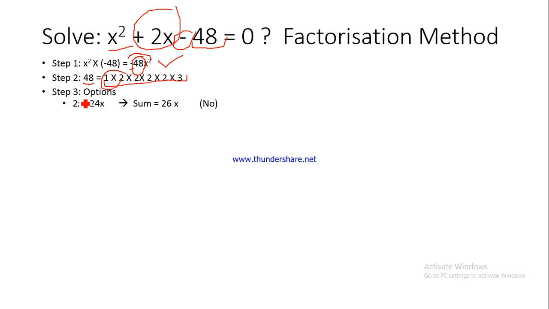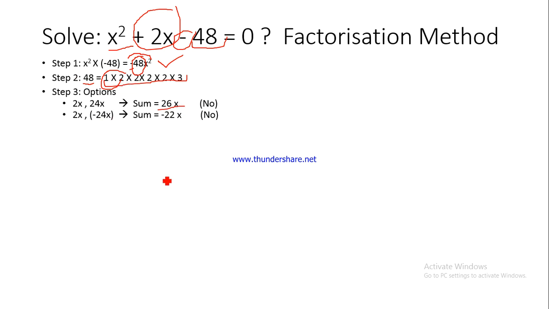So basically 1 into 2 becomes 2x, and 2 into 2 into 2 into 3, the remaining 4 terms we have multiplied, so it becomes 24x. Now the sum of this is 26x. However, we don't need this. We need plus 2x. It is plus 26x. So we move on to the next option.